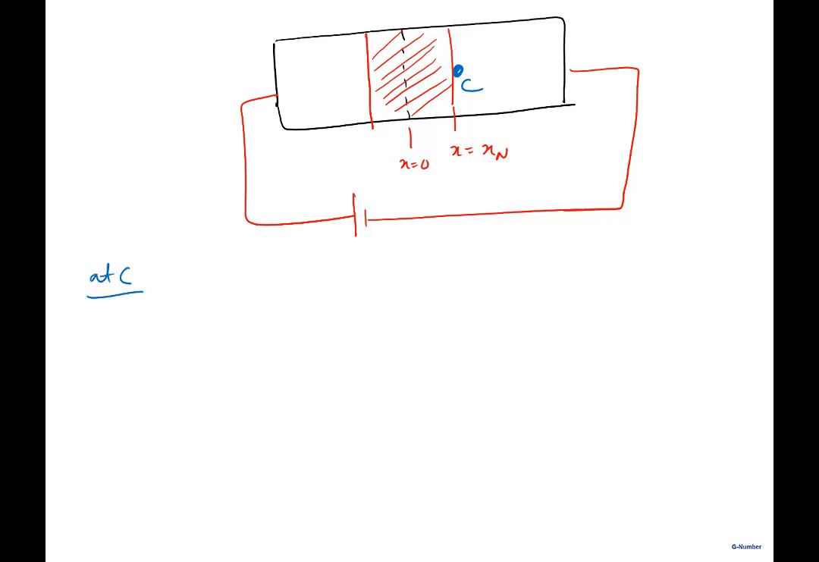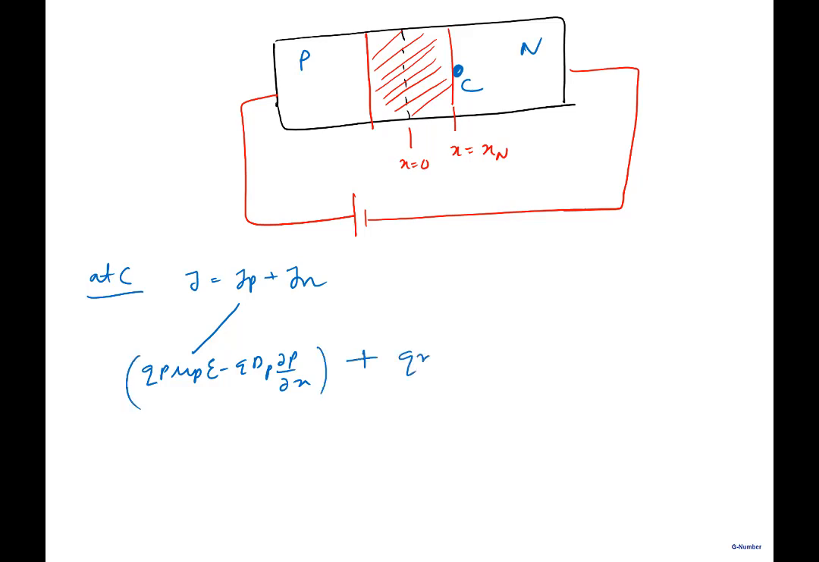At C, well, we have J equal to Jp plus Jn, all right? Let's write down Jp. Remember, this is P and this is N. So Jp you will write as Q mu p P E minus Q Dp del P by del x, right? And then Jn you will write as Q mu n N E plus Q Dn del N by del x, right? So these are the other components.